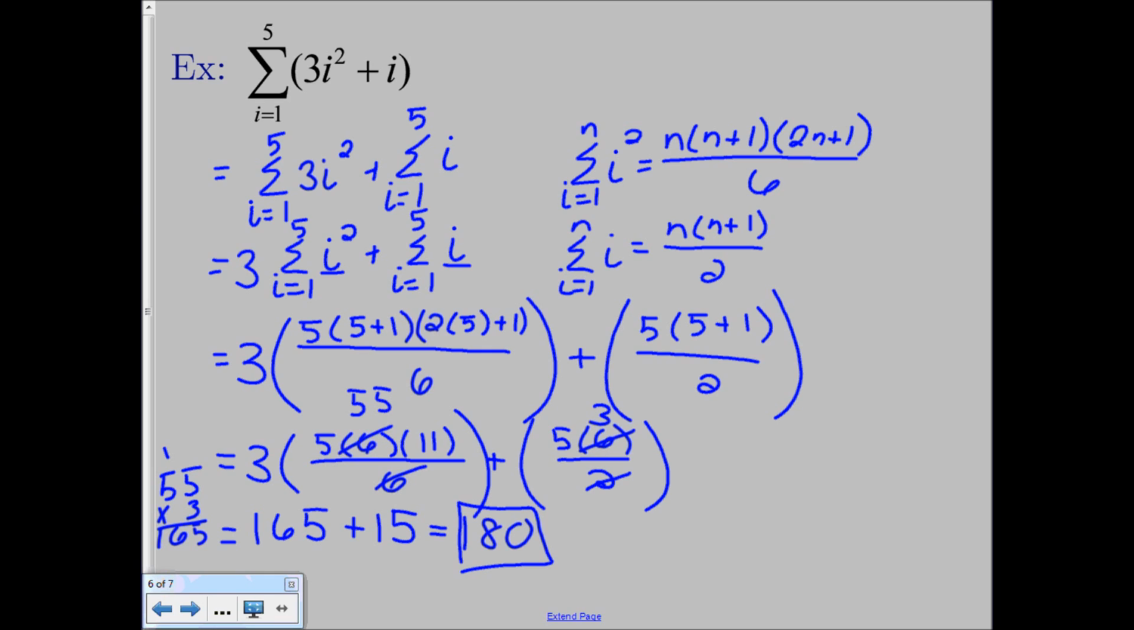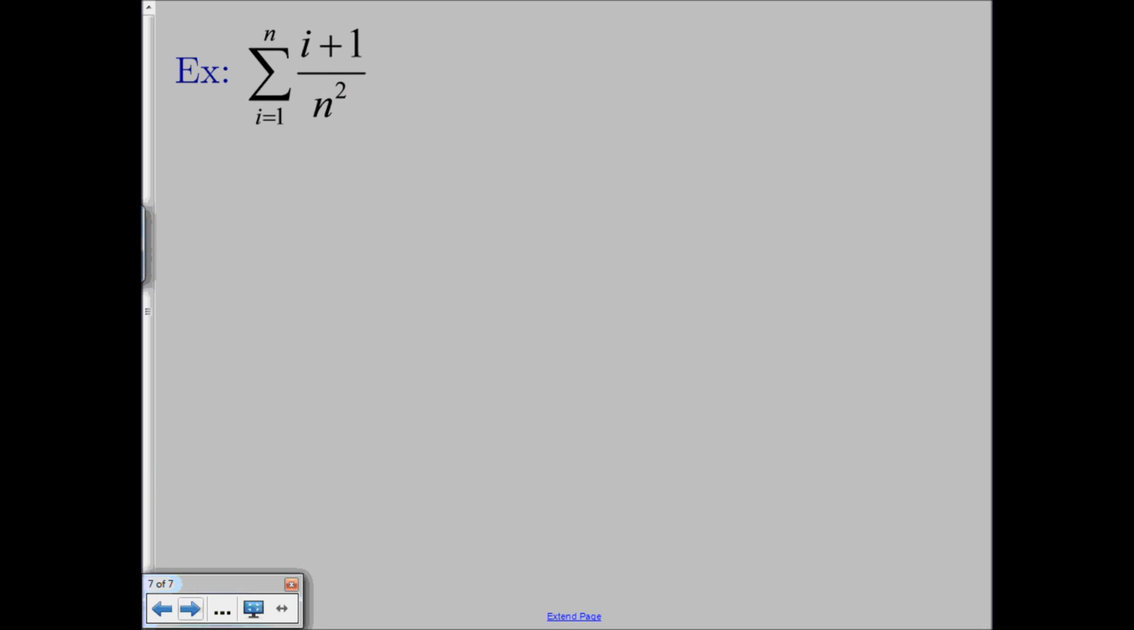So let's do one more, and then hopefully you guys will be okay to do them on your own. So this one's a little trickier. So we have the sum from i going from 1 to n of (i plus 1) over n squared. So we don't have any numbers to work with, but that's okay. So remember how at the beginning we talked about i as your indexing variable. So you only want to have your i's on the inside. Every other variable is considered a constant. So this 1 over n squared here is just a constant in this case.